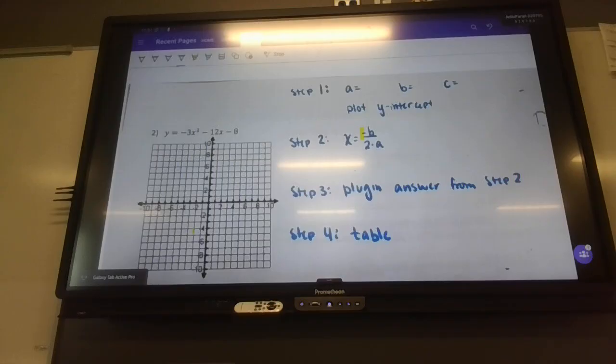If your b is negative, it'll go positive in that formula. So use the other formula.